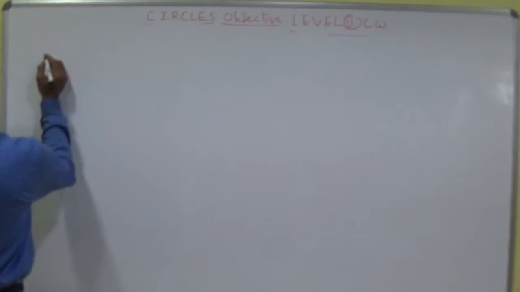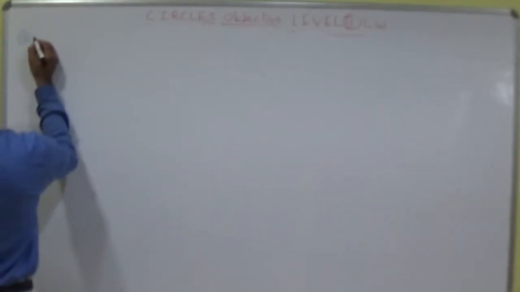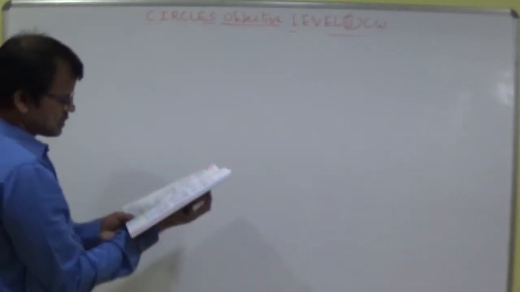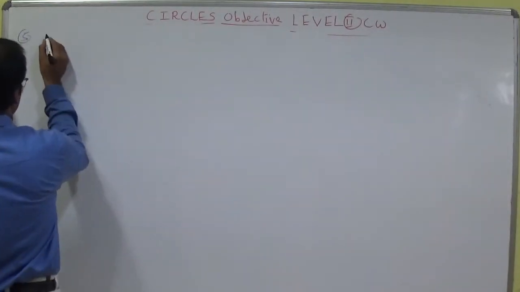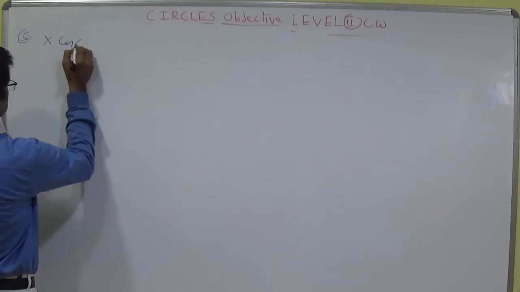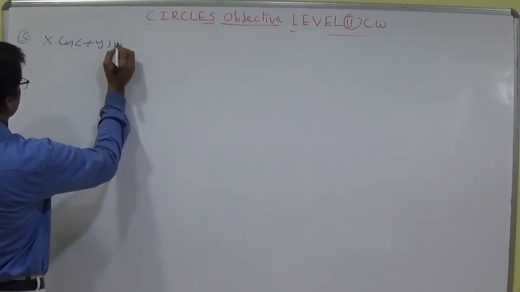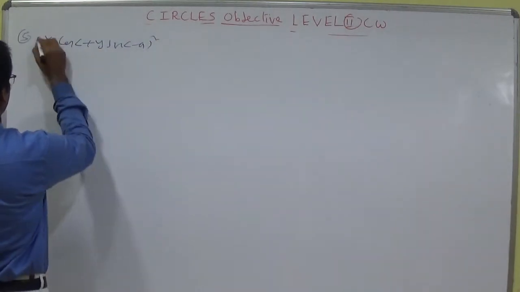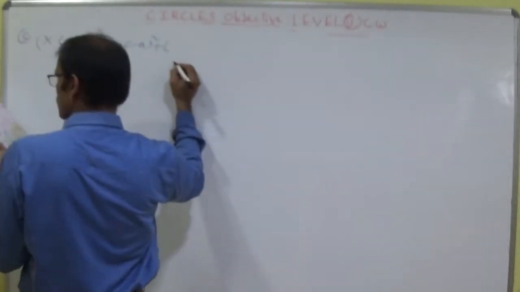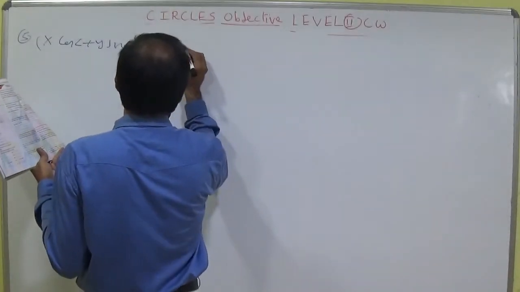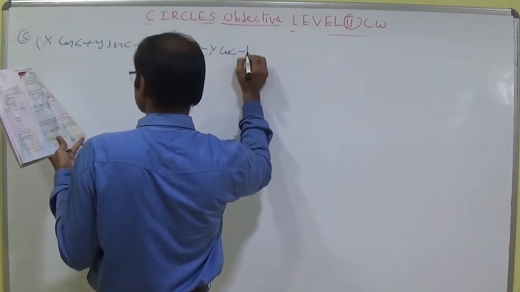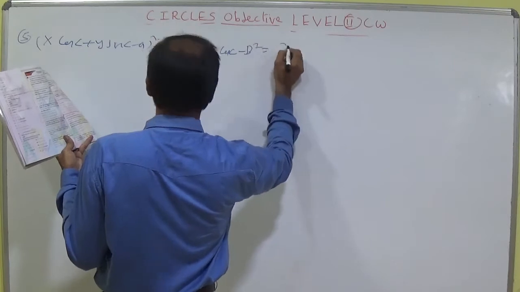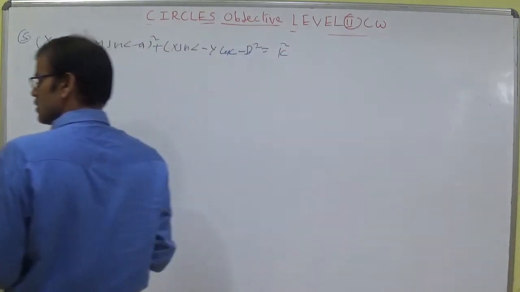Fifth question, the locus of center of circles. The locus of center of circle (x cos alpha + y sin alpha - a)^2 + (x sin alpha - y cos alpha - b)^2 = k^2 is the locus of center of circle.